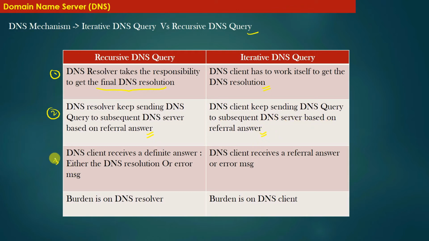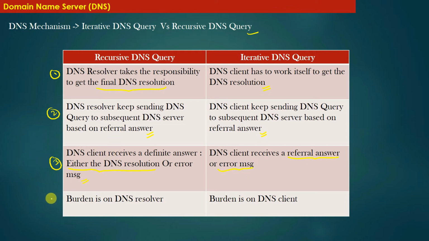Then point number 3 says that the DNS client receives a definite answer. So that definite answer is either the DNS resolution of the requested fully qualified domain name, or it is an error message. In either of these cases, both these messages are classified as a definite answer. But in case of iterative DNS query, the DNS client receives either a referral answer or an error message.